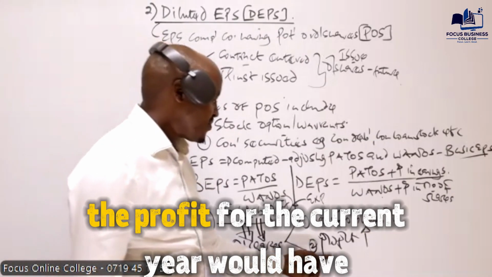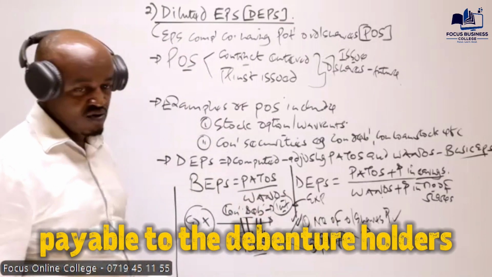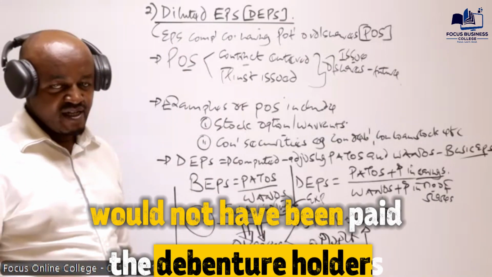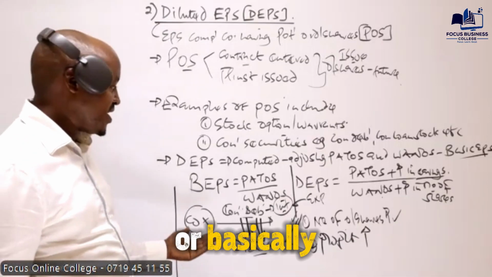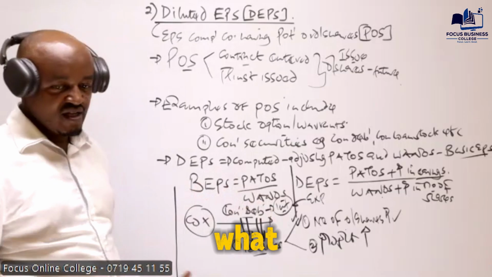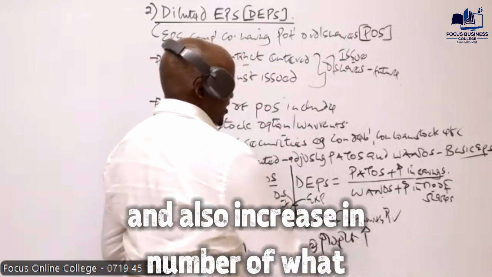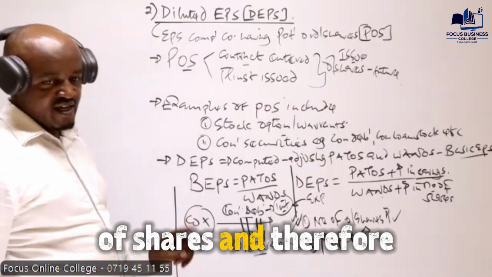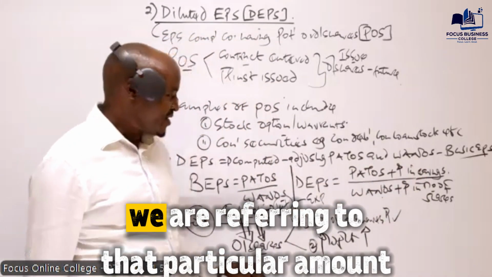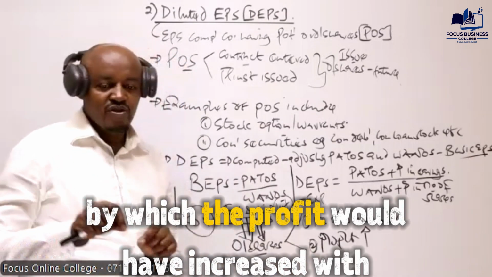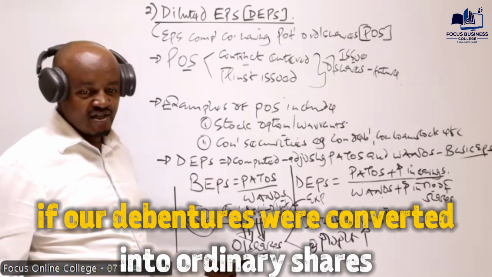Number two, the profit for the current year would have increased simply because this interest payable to the debenture holders would not have been paid. If the debenture holders converted their debentures into ordinary shares, the company will not have paid that particular interest. So two things: an increase in earnings, an increase in profit, and also an increase in the number of shares. When we talk about the increase in earnings, we are referring to the amount by which the profit would have increased if our debentures were converted into ordinary shares.